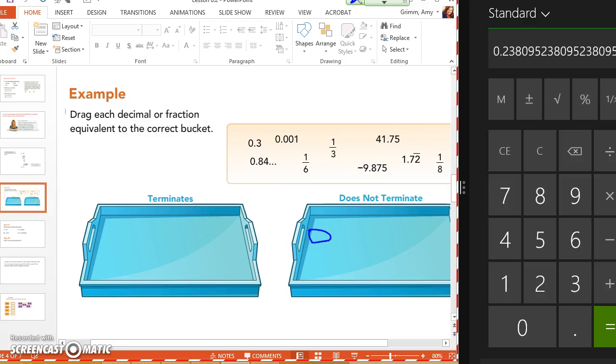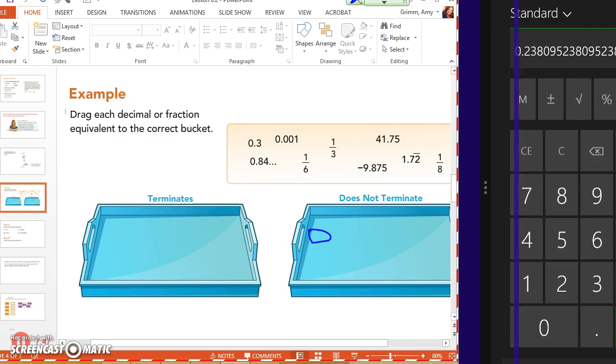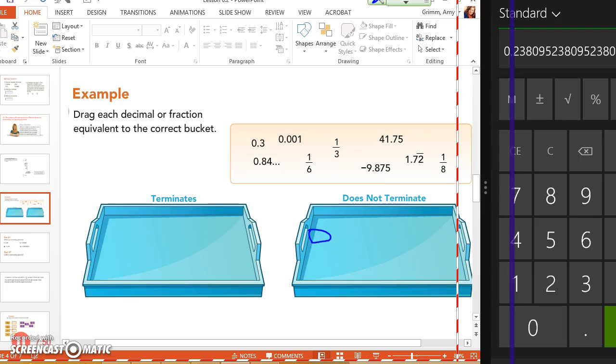The next one wants you to drag each decimal or fraction equivalent to the correct bucket: terminates or does not terminate. So what about this number? Would that terminate or not terminate? Does it stop? If it stops, it terminates. So this would be 0.3. It stops. It's done. It doesn't go anywhere else. All that's left is zeros.